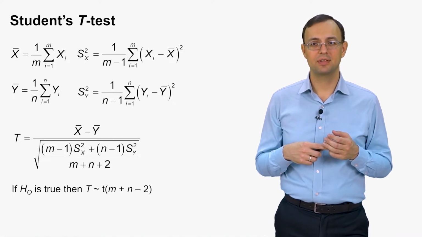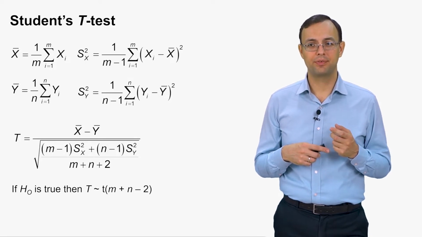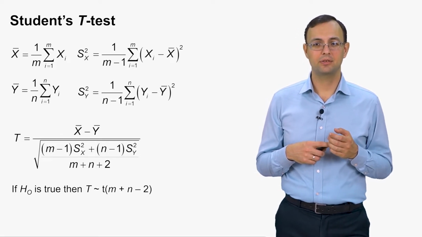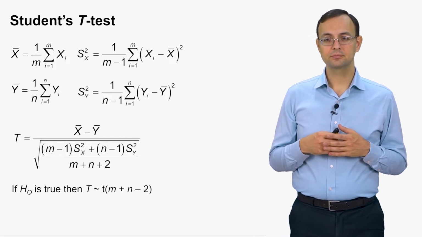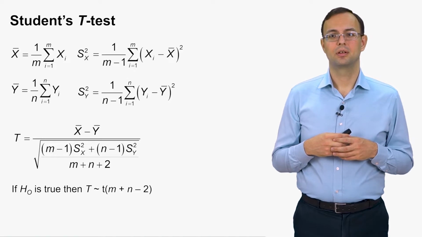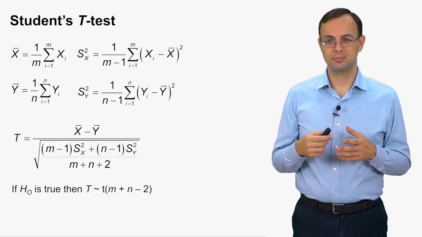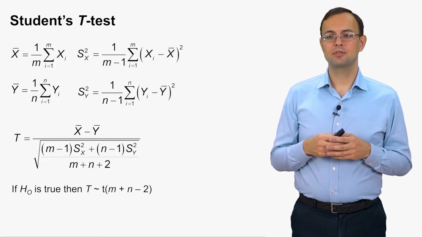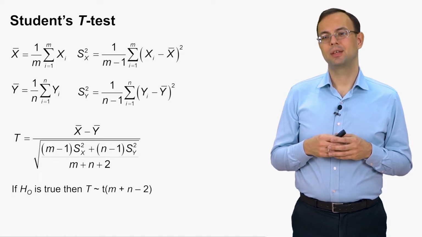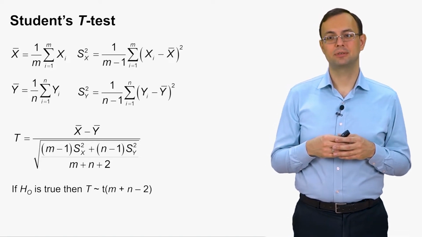So here the first step is to find sample means and sample variances. You are to find sample mean x bar and sample variance s x squared of the first sample, sample mean y bar and sample variance s y squared for the second sample. The formula for the test statistic is this one. In the numerator you see the difference of sample means, and in the denominator is the estimator of the variance of the numerator.